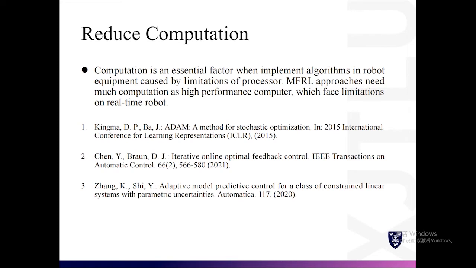Finally, reducing computation is an essential factor when implementing algorithms in robot equipment, caused by limitations of the processor. Model-free reinforcement learning approaches need much more computation, such as a high-performance computer, which faces limitations on real-time robots. The first reference proposed an adaptive movement estimation approach, which is an effective random optimization method. It requires little memory and only first-order gradients, is computationally efficient, and has little memory requirements.